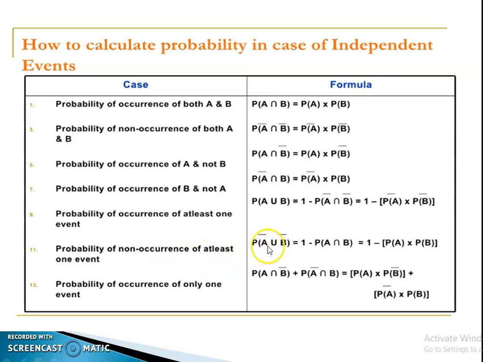Probability of non-occurrence of at least one event, probability of A complement union B complement equal to 1 minus probability of A intersection B, where probability of A intersection B equal to probability of A into probability of B. So we subtract product of these two probabilities from 1. Probability of occurrence of only one event: probability of A intersection B complement plus probability of A complement intersection B is equal to probability of A into probability of B complement from first bracket plus probability of A complement multiplied by probability of B from the second bracket.